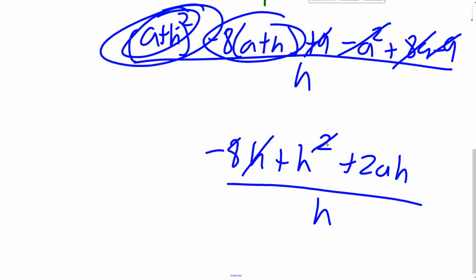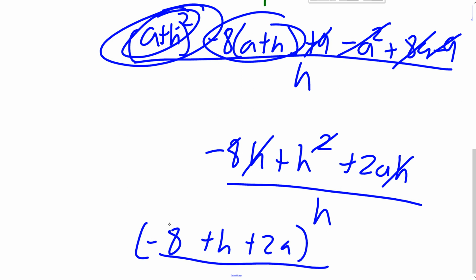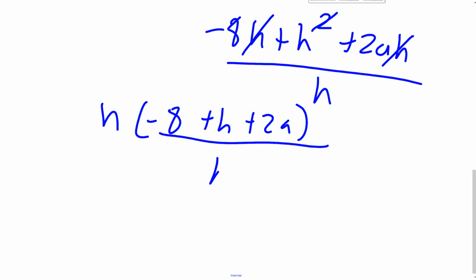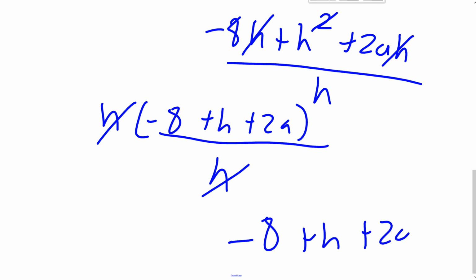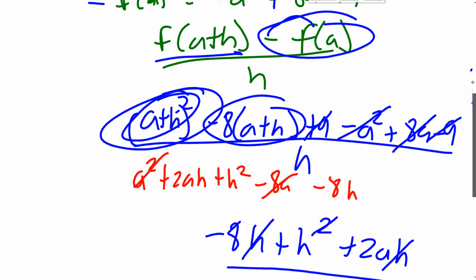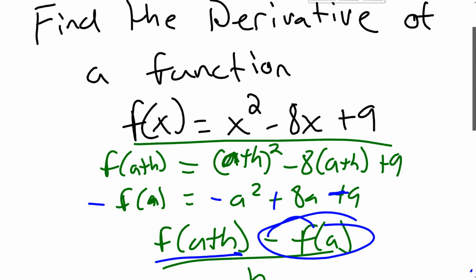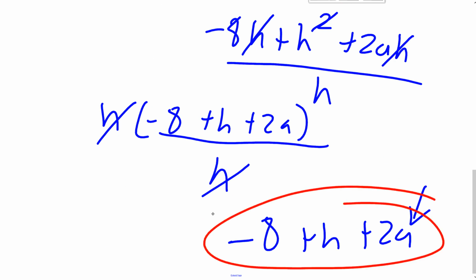I factor an h out of the top, so I get negative 8 plus h plus 2a, and then the h on the outside will cancel with this one. So I just get negative 8 plus h plus 2a, and then I can plug in my a. Whatever your a is, they don't give it to you here, so this would be your answer. That would be the derivative, so that's f prime of a.